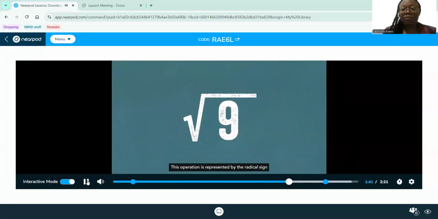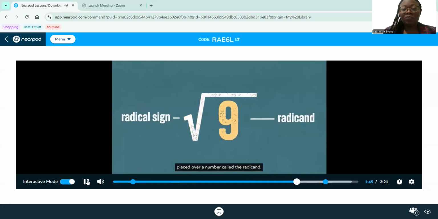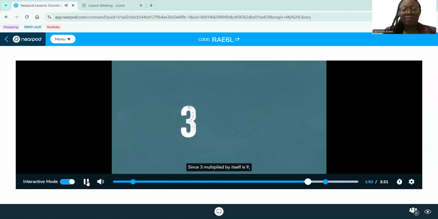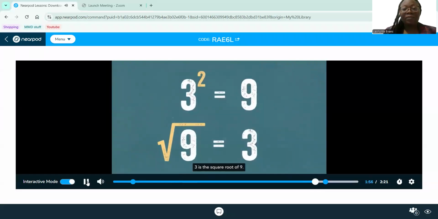This operation is represented by the radical sign placed over a number called the radicand. Here we ask ourselves what number multiplied by itself will yield the radicand. Since 3 multiplied by itself is 9, 3 is the square root of 9.